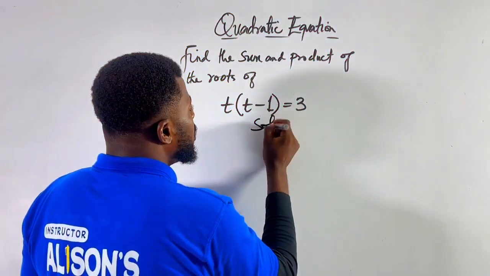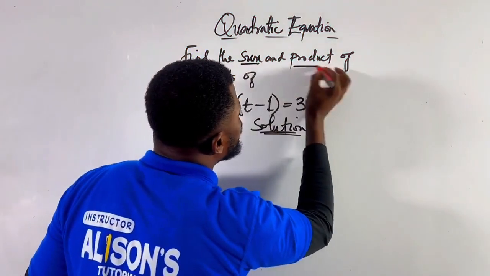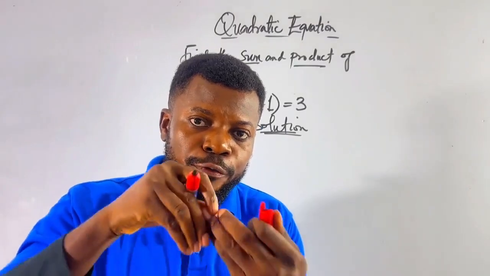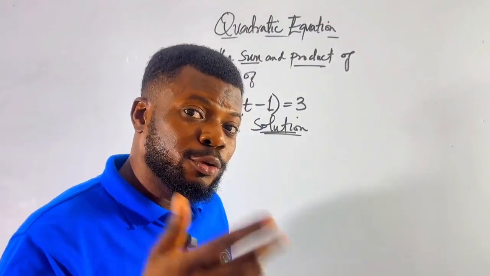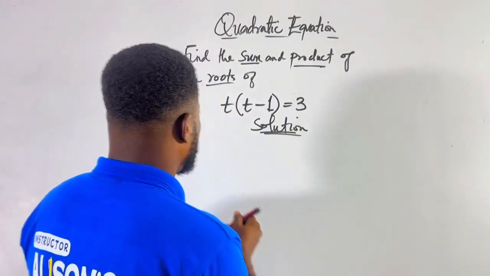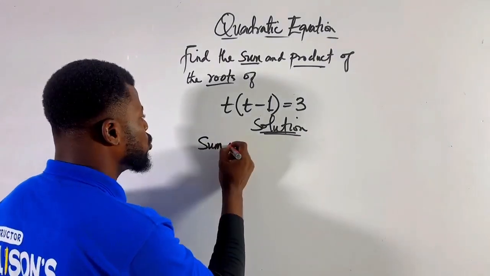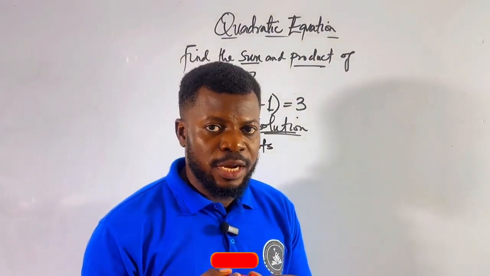Now, solution. If they say make you find the sum and product of roots, when you hear sum and product of root, two formula dey. One formula for sum of root, the other one na for product of root. Make I state am first. Now, sum of root, I go take time do this one, make you understand.